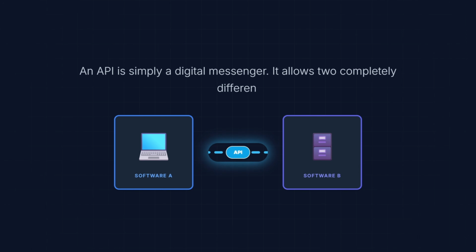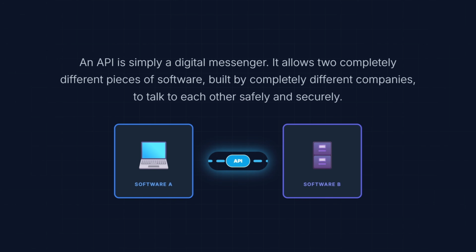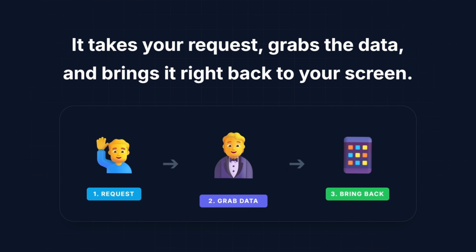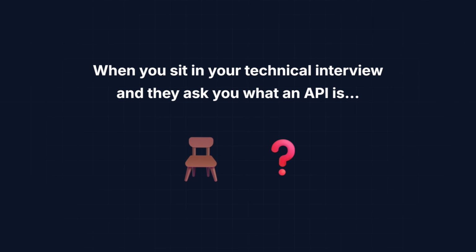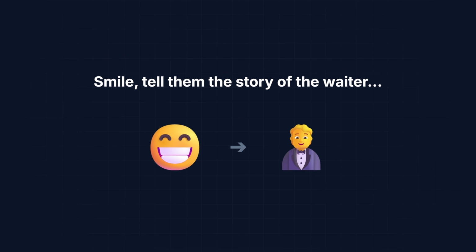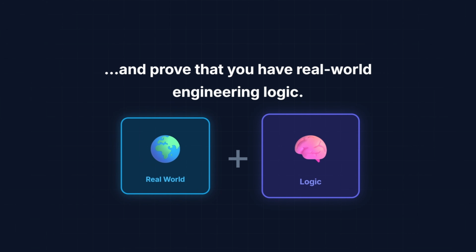It allows two completely different pieces of software built by completely different companies to talk to each other safely and securely. It takes your request, grabs the data, and brings it right back to your screen. When you sit in your technical interview and they ask you what an API is, do not sound like a robot. Smile, tell them the story of the waiter, and prove that you have real-world engineering logic.